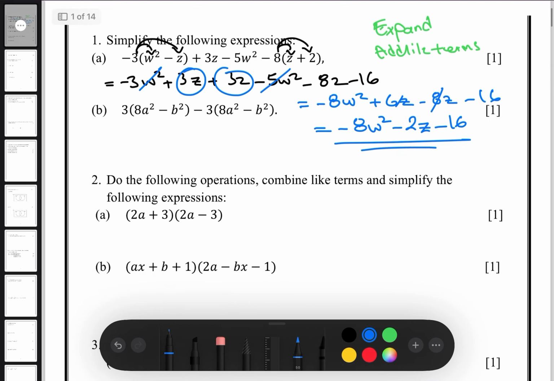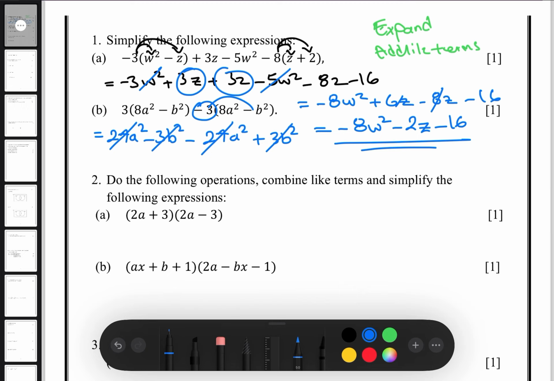Let's take a look at the second one now. We got 3 times 8a squared minus b squared. So 3 times 8 is actually going to give us 24. So 24a squared minus 3b squared minus 24a squared minus, again, we have minus 3 times minus b squared. So that's going to give us positive 3b squared. Keep in mind, minus times minus gives us a positive number. So the 24s cancel out, thankfully, and the 3s also cancel out, it turns out. So we are left with nothing.